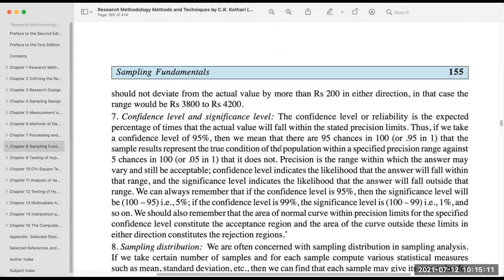Now coming to our sampling discussion, there are two terms we are very much interested in. One is the confidence level and one is the significance level. As you take a sample out of the population, you're not going for a census, that means 100% of the population.